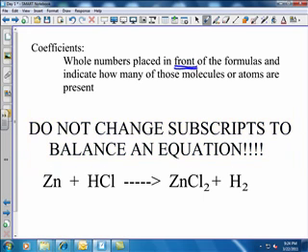I cannot put a 2 in here to balance out the H2, and I cannot put a 2 here to balance out the Cl2, because that changes what this formula is. So you can't do that. All you get to do, once you have correctly written formulas, is put a coefficient in front.